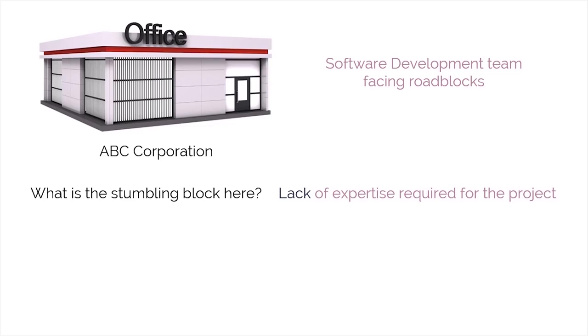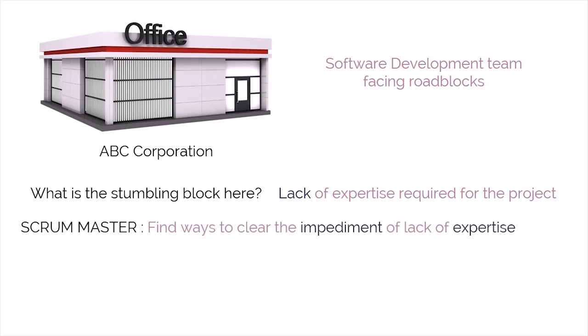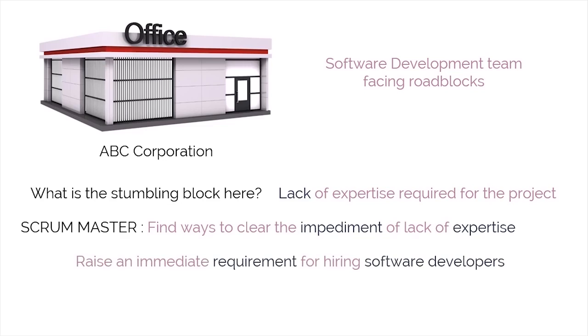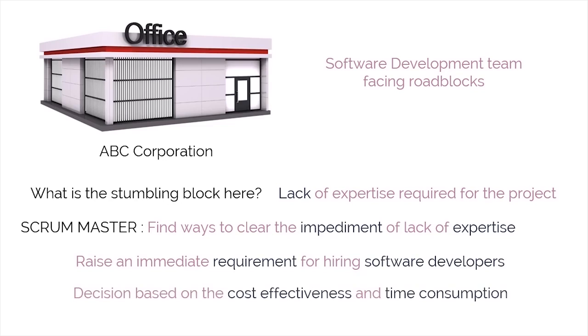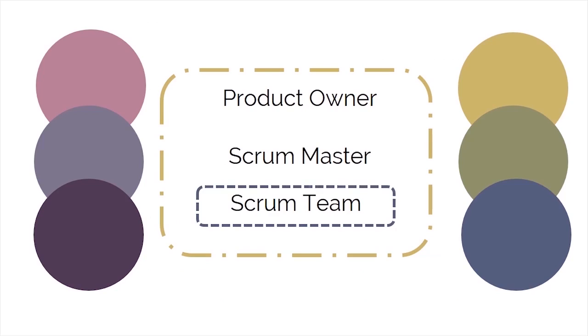First of all, the task of the Scrum Master will be to focus on finding ways to clear the impediment, which comes in the form of lack of expertise required for the project. How is this possible? Well, the Scrum Master at this juncture is either going to raise an immediate requirement for hiring software developers with required expertise, or he can make an arrangement for training the existing staff. The Scrum Master will now make a decision based on the cost-effectiveness and time consumption of the action to be taken.